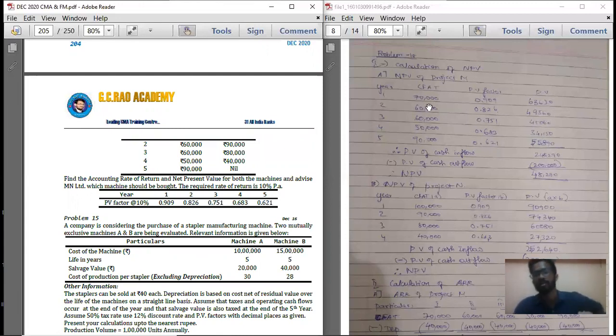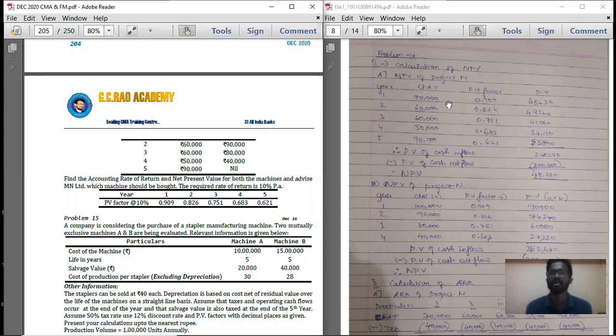If you multiply CFAT with the PV factor, you will get the present values. So multiply it. For year 1, 70,000 into 0.909, you are getting 63,630. That is for the first year. Second year: 60,000 into 0.826, you are getting 49,560. That is the present value of the 60,000. For the third year also calculate: 60,000 into 0.751, you are getting 45,060.